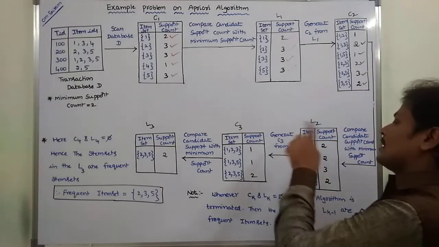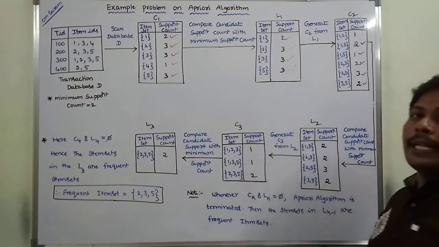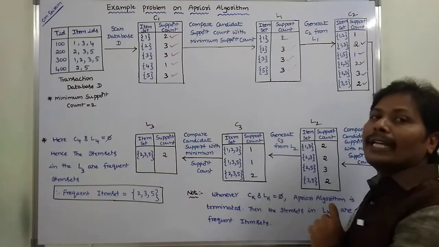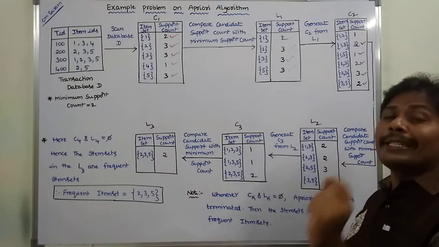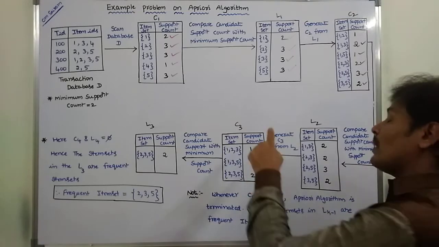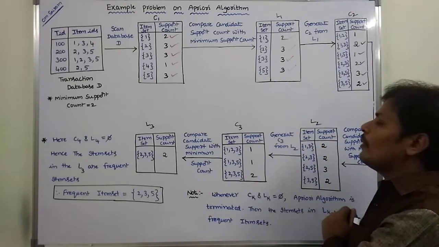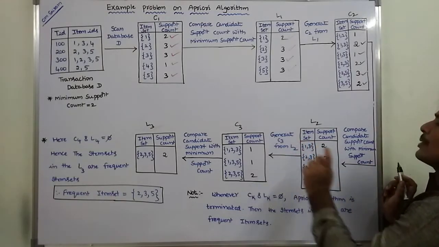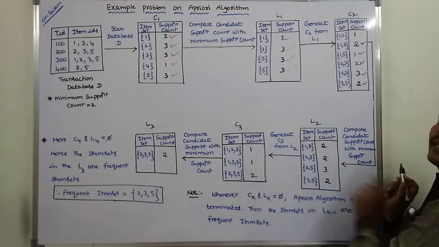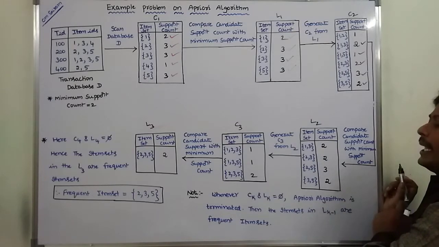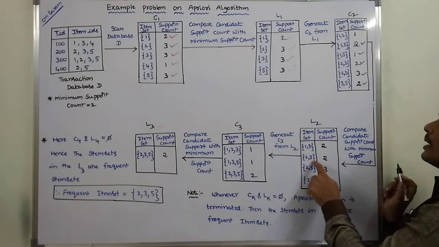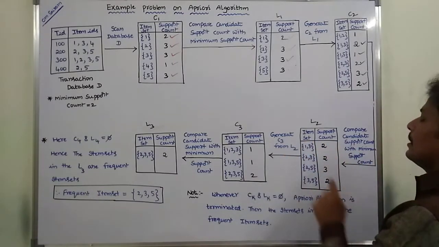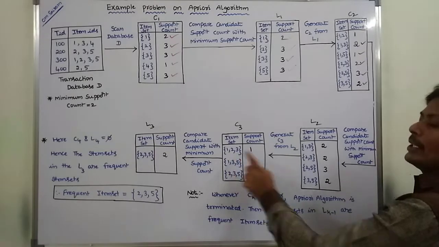Next, generate C3 from L2. Generating C3 means generating the candidate item sets containing 3 items from L2. By clubbing two item sets, one item must be common between them. Take 1 comma 3 and 2 comma 3. Here 3 is common between them. By clubbing these two item sets, we get 1, 2, 3.